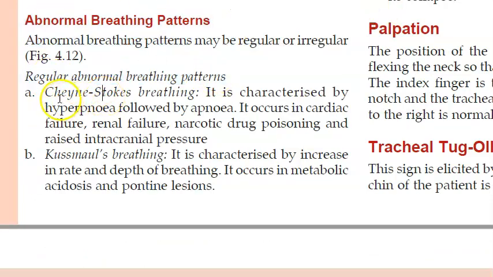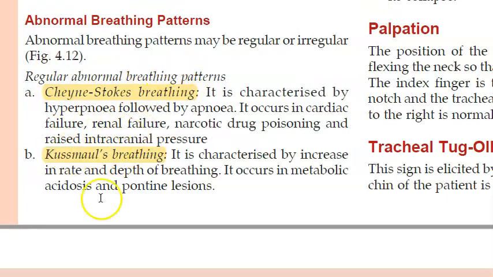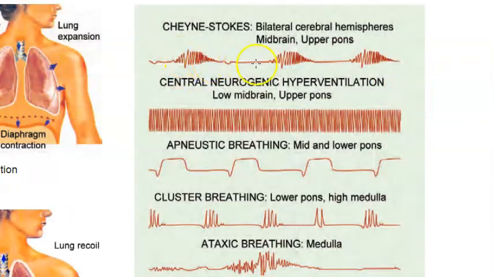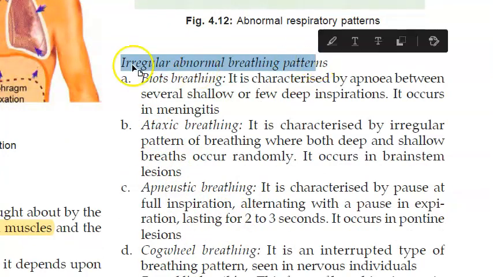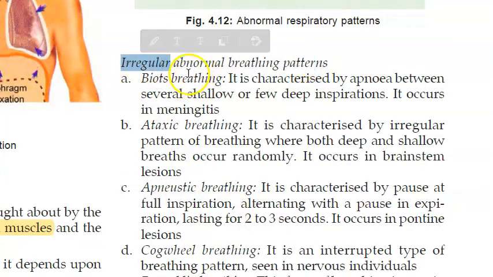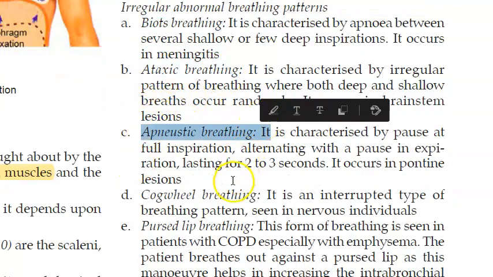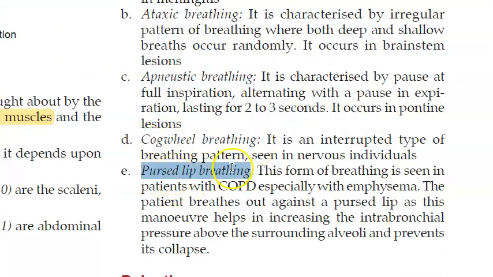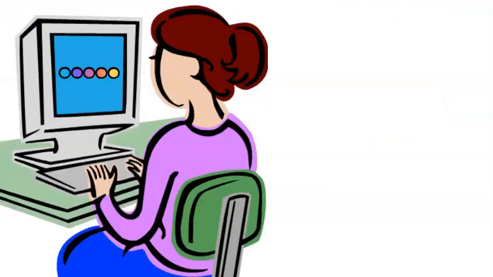So abnormal breathing patterns, you can see Cheyne-Stokes breathing. Then you have Kussmaul's breathing, which can be abnormal. Here they have shown you the Cheyne-Stokes breathing. Okay. Then Kussmaul's breathing is also mentioned. Irregular abnormal breathing patterns. And abnormal. So Biot's breathing, ataxic breathing, apneustic breathing, cogwheel breathing, pursed lip breathing. Too many terminologies here, guys. I would say what we have looked at now is just the inspection.